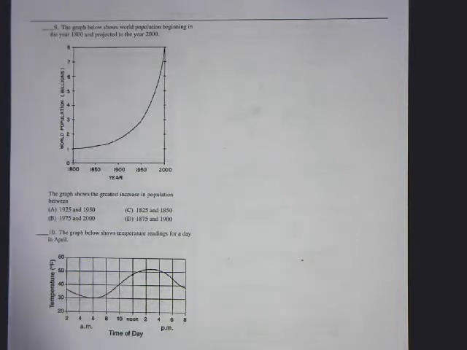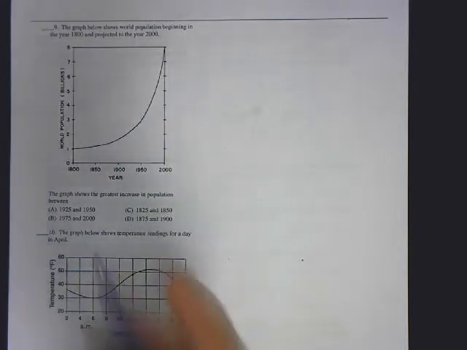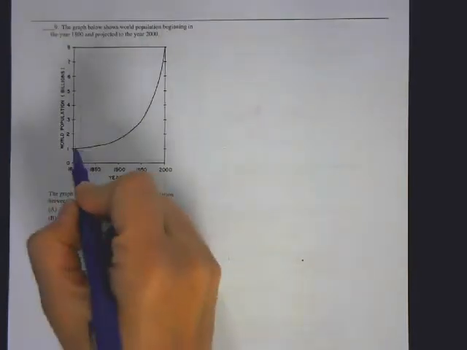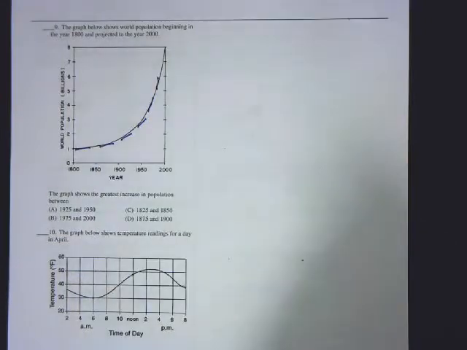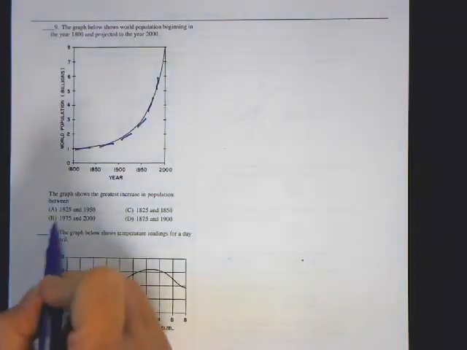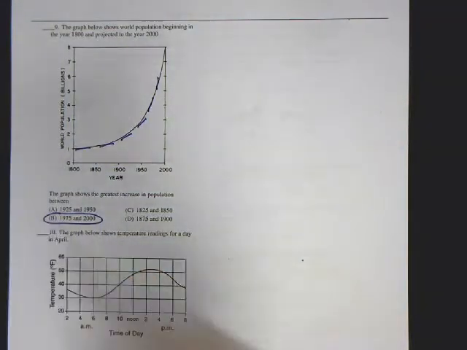The graph below shows world population beginning in the year 1800 and projected to the year 2000. The graph shows the greatest increase. So the greatest increase is going to be the steepest slope. And remember, here you can do little pretend tangent lines to help you. So the steepest slope is obviously going to be between 1975 and 2000.